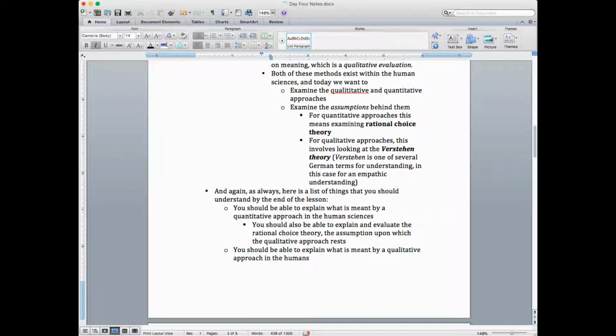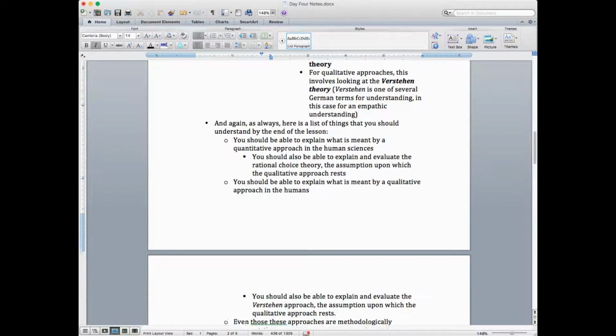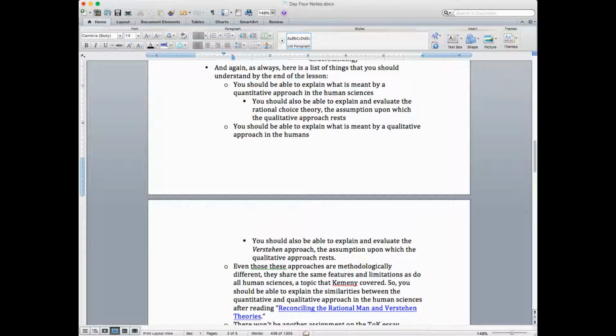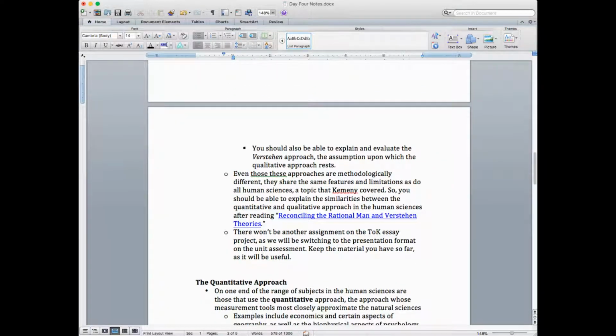And as always, there's a list of things you should understand by the end of the lesson. By the end of this lesson, you should be able to explain what is meant by a quantitative approach to the sciences, and you should be able to explain and evaluate rational choice theory, the assumption upon which the quantitative approach rests. Also, you should be able to explain what is meant by a qualitative approach in the human sciences, and you should also be able to explain and evaluate the Verstehen approach, the assumption on which the qualitative approach rests.